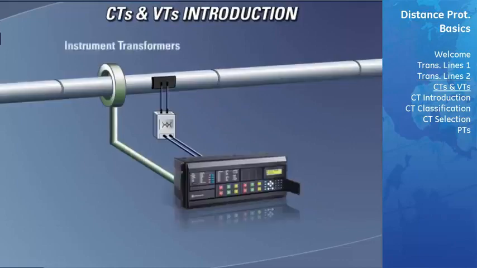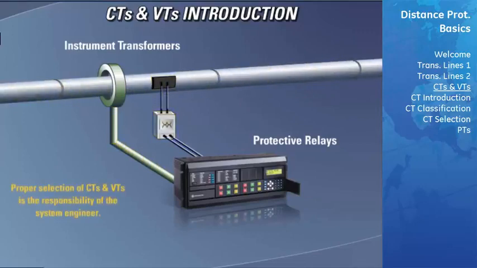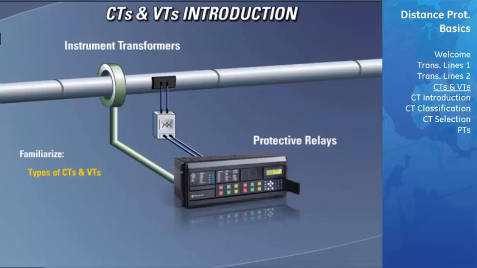Instrument transformers supply protective relays with current and voltage for measurement. This high current and voltage is first converted by the transformers to much lower quantities that can safely be injected into the relay for measurement. It is important to note that the proper selection of current and voltage transformers for protective relaying applications is the responsibility of the system engineer. The purpose of this section is to familiarize you, in a general sense, with the different types of CTs and VTs, their connection, and accuracy.